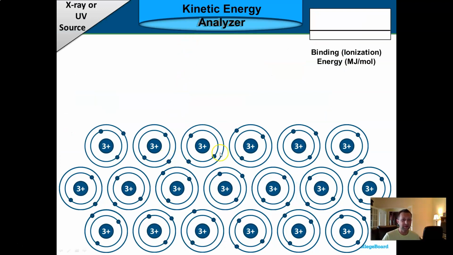Okay, so here is our sample down here. We have our X-ray or UV source right here, and we have our analyzer. And try to pay attention to the energy coming out, hitting some electrons here, and them going into the analyzer, and what happens over here with the spectra, like the readout. All right, let's watch. Okay, so that one missed. Okay, so not all the electrons go into the analyzer, but a lot of them do.